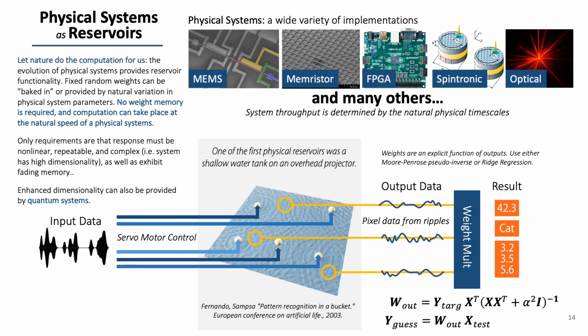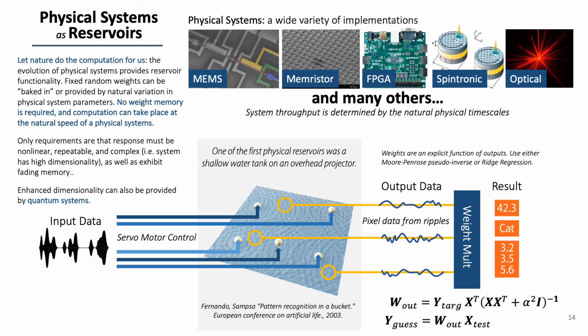No weight memory is required, and basically natural variation in physical system parameters are sufficient to provide the richness in the system that we require to perform computation. Most importantly, the computation can take place at the natural speed of a physical system. The only requirements are that the response must be nonlinear, repeatable, and complex. It must also exhibit the fading memory property, which is something we'll go into detail with later.